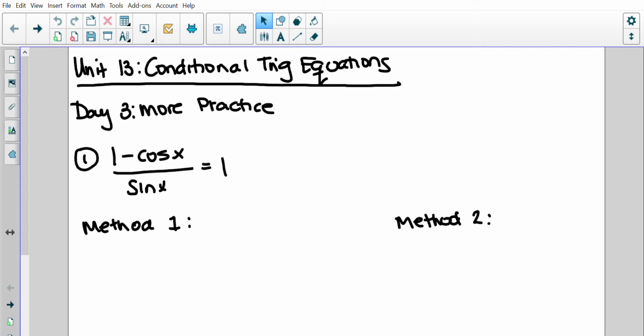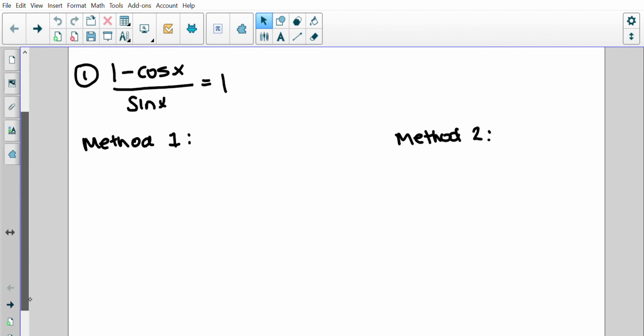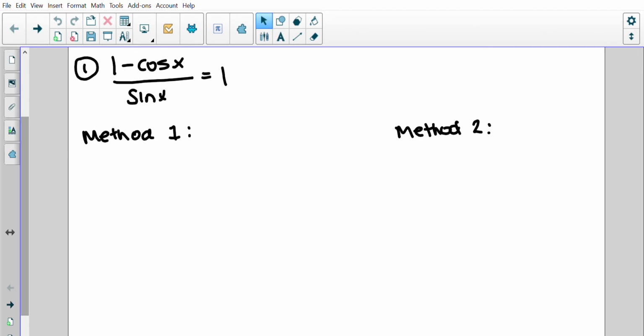So for this first problem, there's actually two different ways to go about solving it. I'm going to show you both ways. It really just depends on what you see first, how you choose to solve the equation first. And so in this case, we have (1 minus cosine x) over sine x equals 1. So a lot of you guys might be thinking to maybe get rid of the fraction and multiply through by sine x. So that's definitely one way we can work through with the problem.